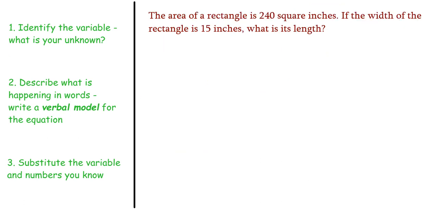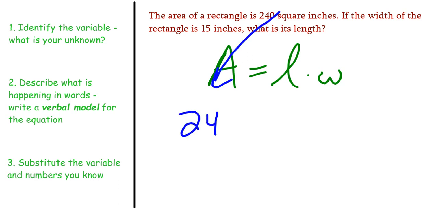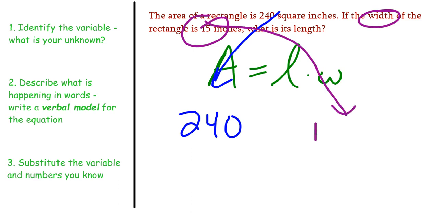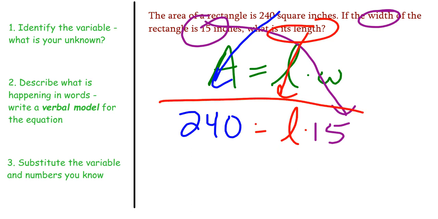Another familiar formula that we might see is the area of a rectangle. The area of a rectangle is 240 square inches. If the width is 15 inches, what is its length? That is all based on the formula area equals length times width. For a rectangle, 240 is the area. We know the width is 15, and our length is unknown. We can leave it as an L to get 240 equals 15 times L.